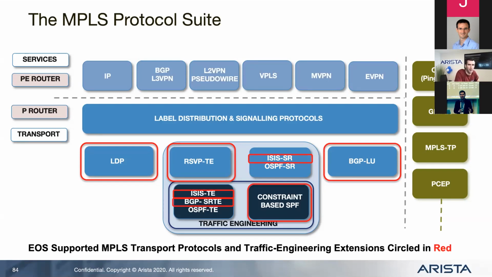So labeled unicast allows us to program paths within the network. And then on top of this, from a traffic engineering perspective, there's ISIS traffic engineering, segment routing traffic engineering, and constraint-based SPF as well. So yeah, you might be surprised, right? But we do support some of these, what might be considered service provider type features already on our 7280 and the 7500R platforms that we ship today. So, lots of different protocols there. Leverage them today if you want to.